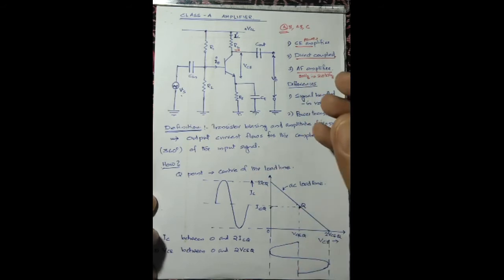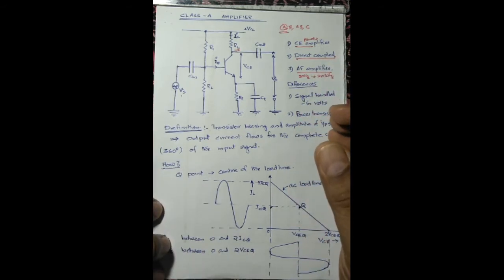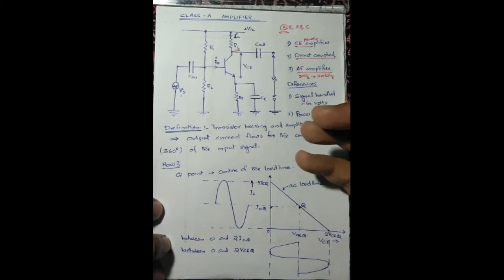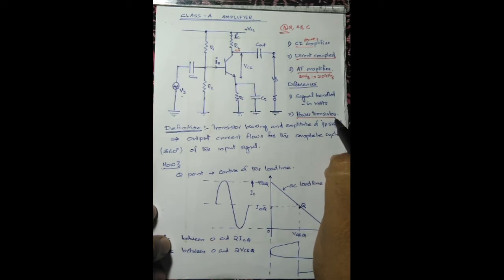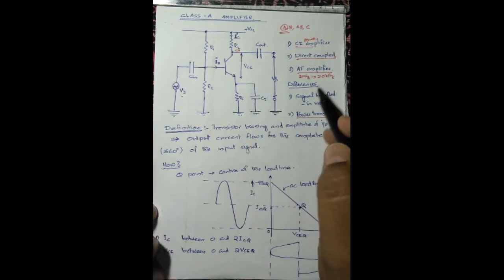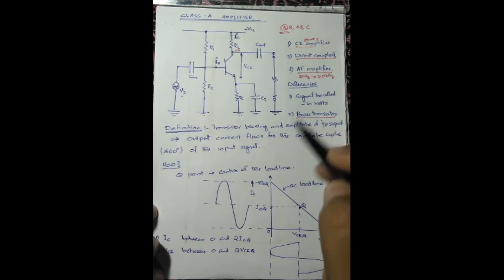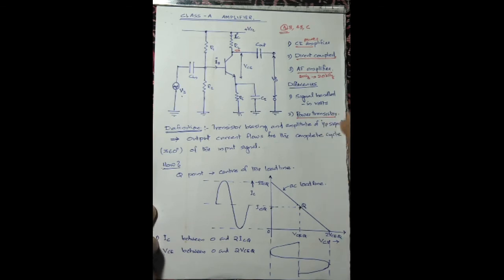Then the second difference is associated with the first difference. Since we need to amplify larger signals, we need to handle large power. For that purpose, power transistors are used in the case of a class A power amplifier. So these are the differences between a class A power amplifier and a usual small signal common emitter amplifier. Anyway, a class A amplifier is a common emitter amplifier.